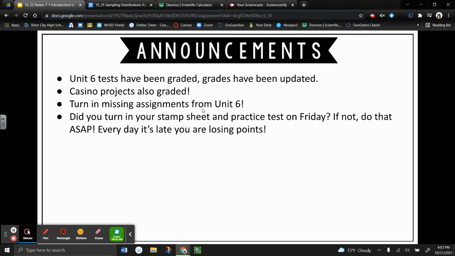Turn in any missing assignments from Unit 6, in particular your stamp sheet and practice tests that were due on Friday. If you haven't turned those in, turn those in ASAP. For every day that it's late, you are losing points, and that was a decent chunk of points that you are missing if you didn't turn those in. So please get those in as soon as possible.